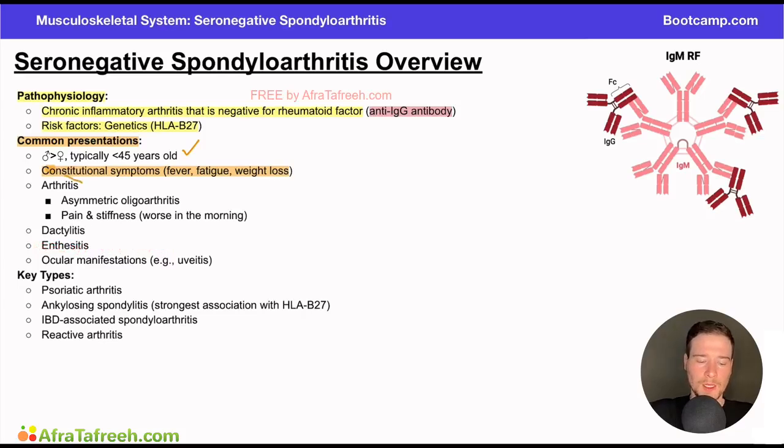Now, you can probably imagine these patients are going to have arthritis, right? This is called a spondyloarthritis. It's right in the word. But the way this presents can be different depending on the condition that they have. It depends on which one we're talking about here. But classically, it's going to present with asymmetric oligoarthritis.